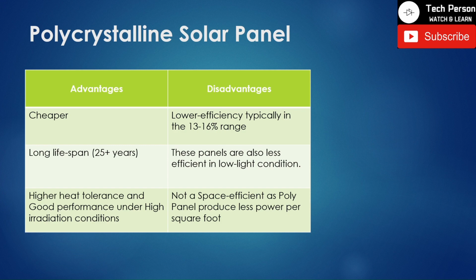It also has a long life, typically more than 25 years, and these panels are less efficient in low light conditions. So this is a disadvantage. That's why it's not recommended to use these solar panels in areas where the temperature is below 25 degrees, or even if it is in minus.